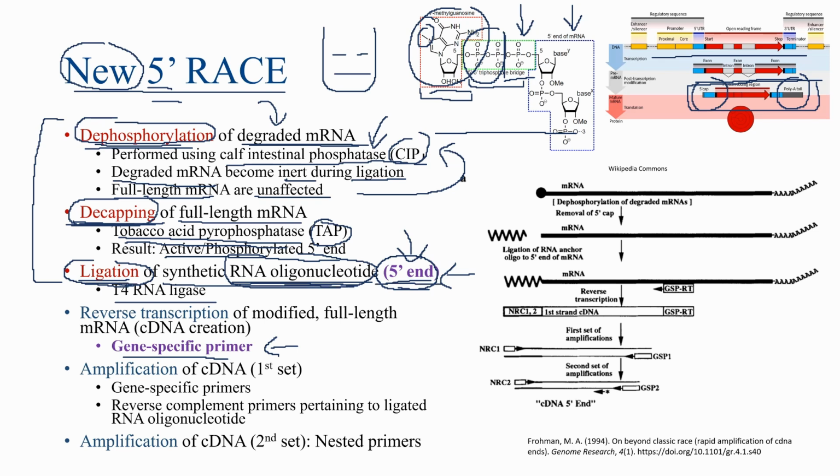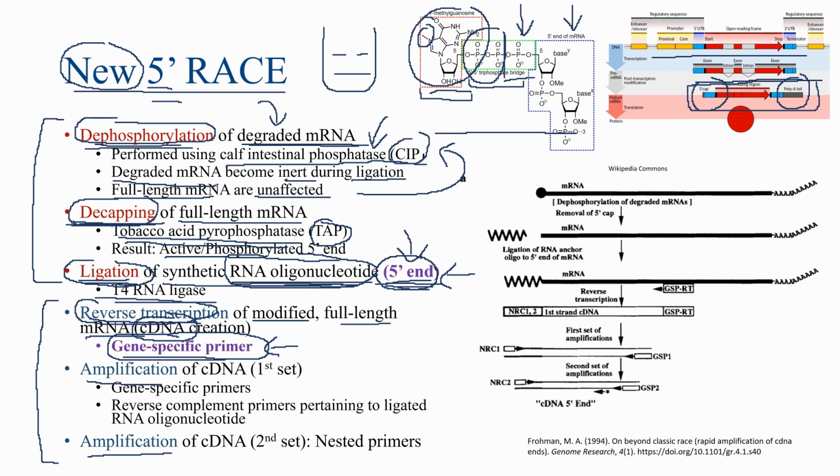After ligating the synthetic RNA oligonucleotide to the 5' end, you will perform the steps that we understand to be fundamental to RACE, or classic RACE, and that is reverse transcription, amplification, and a second set of amplification using nested primers. So you will begin with reverse transcription of the modified full-length messenger RNA in order to create cDNA. Obviously, reverse transcription is the process by which you create cDNA from messenger RNA.